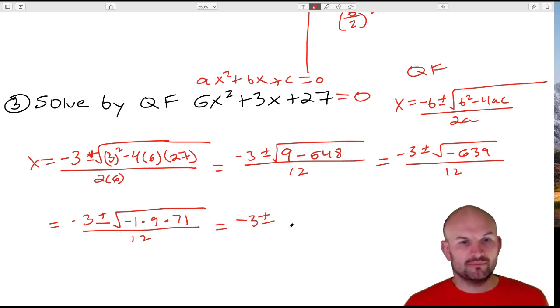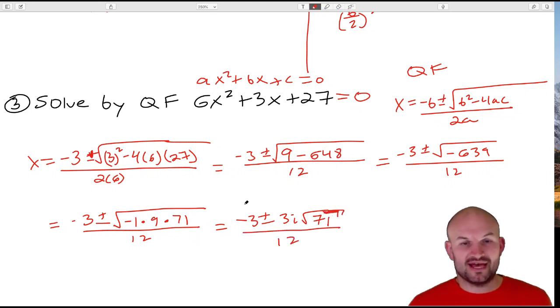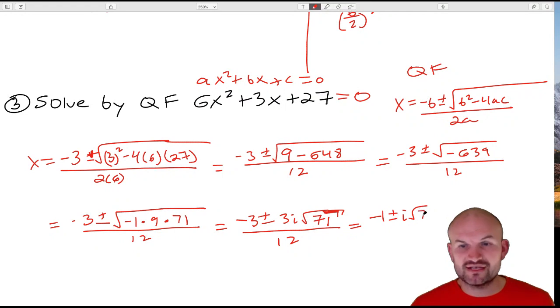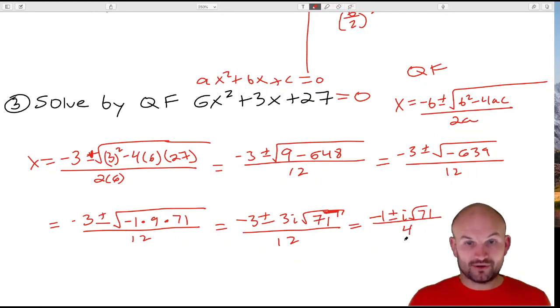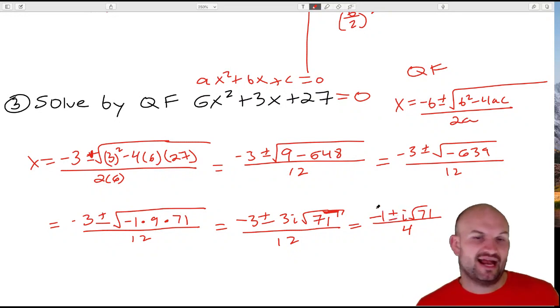So therefore I have negative 3 plus or minus, let's see, square root of negative 1 is i, square root of 9 is 3, so that'll be the 3i square root of 71, divided by 12, and then I can reduce all those 3 over 12s to be 1 over 4. So therefore I have negative 1 plus or minus i square root of 71, all over 4. So all I did was divide, 3 over 12 is 1/4, 3i over 12 is 1/4. So therefore there's a 1 there. It just got divided out.